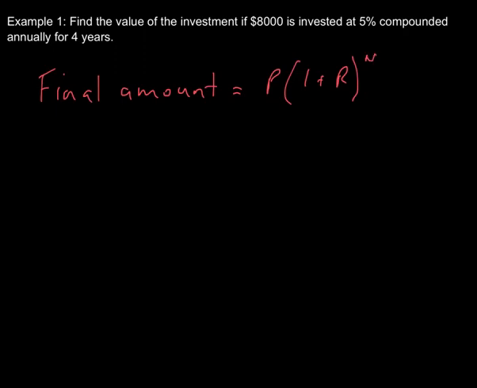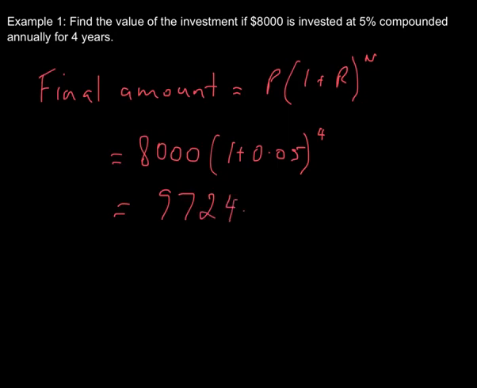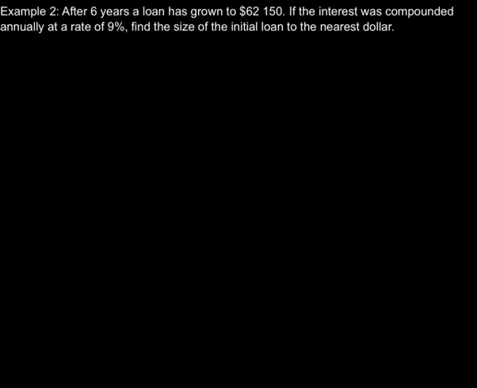So our final amount is going to equal P, which is 8,000, times 1 plus the rate as a decimal, 0.05, to the power of 4 years, which equals $9,724.05. Okay, let's look at example 2.